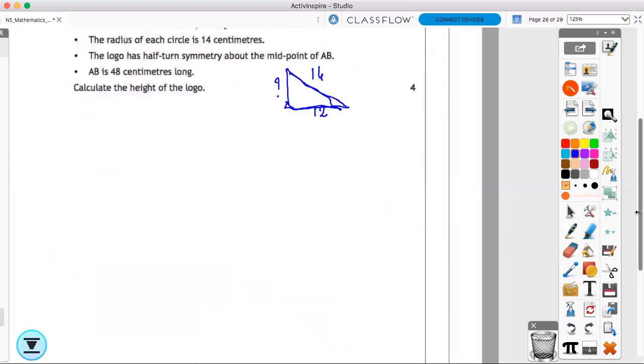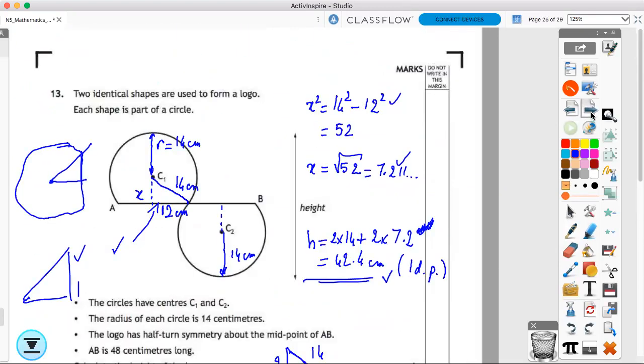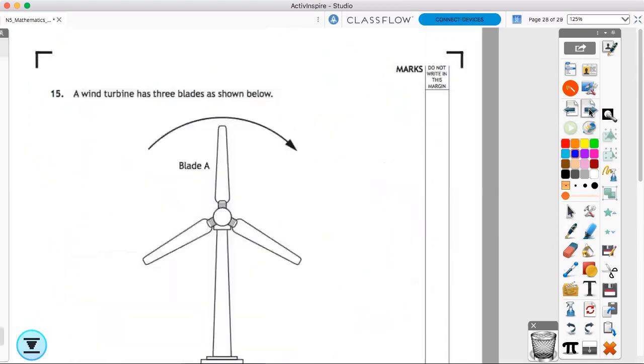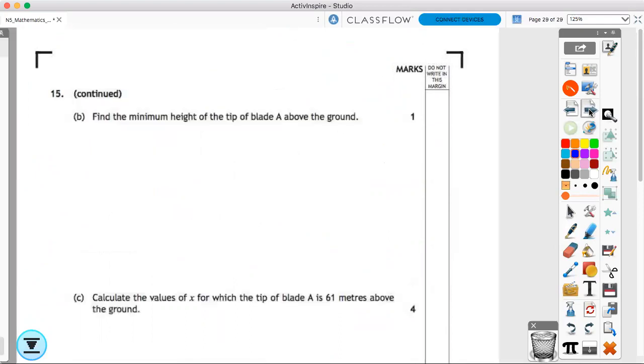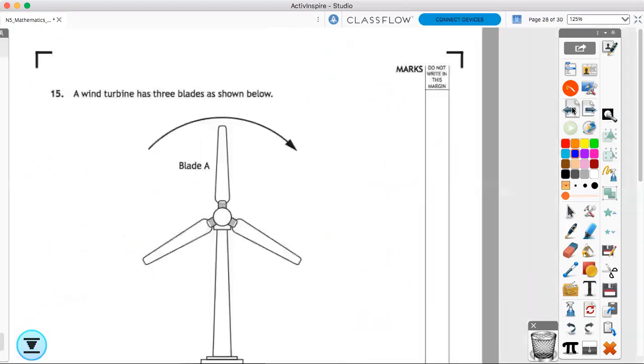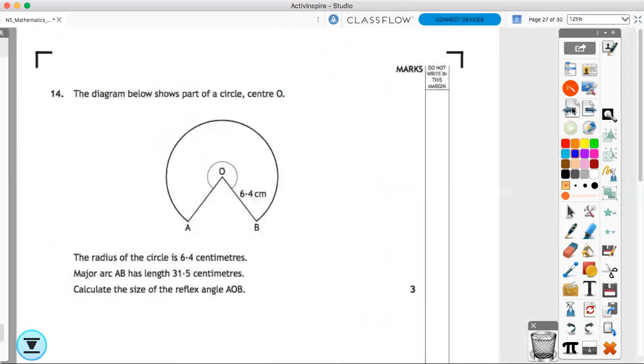So I went a bit quick there, but I hope you've got the idea. Don't worry about the last one. You're not going to get anything as hard as the last one. We can look at it next time. So only 2 questions left before 14.